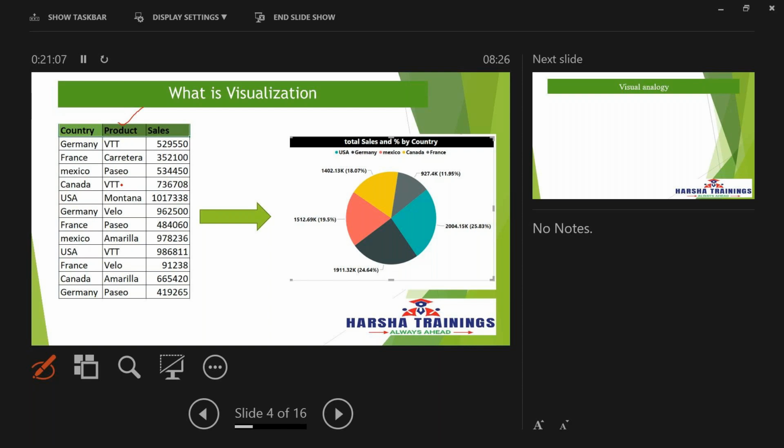Now when I'm asking how many products are there, it means how many records are there in my data table. See, one VTT is one product. If we have one more VTT, that is also one product. So here two products are there, but the brand is the same. You got my point or not? Yes or no?